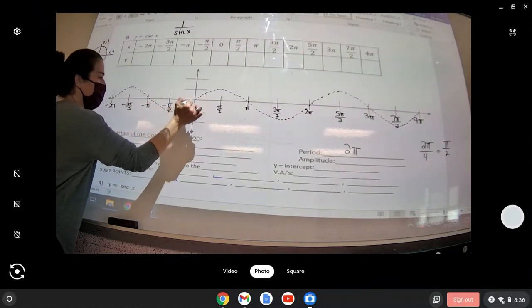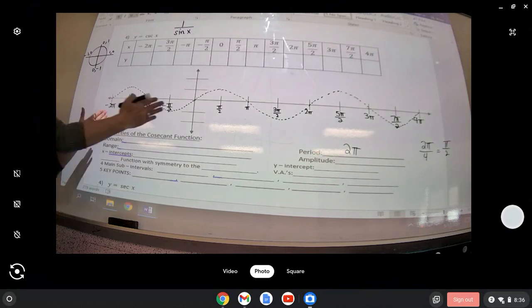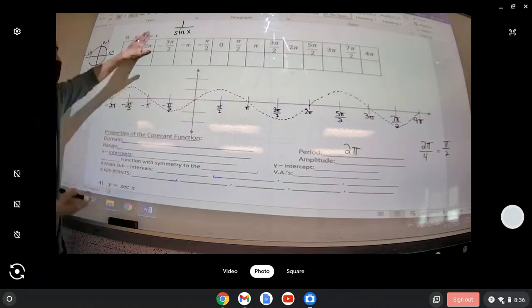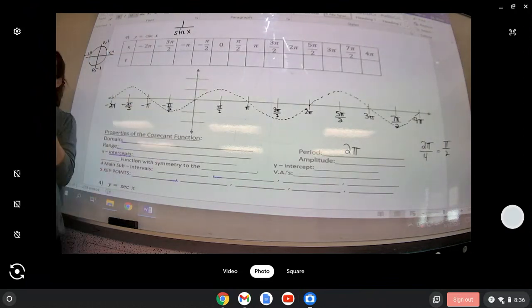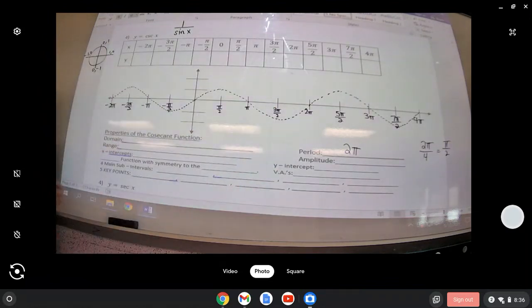This is a dotted line, because I'm only doing it dotted because we're not actually graphing sine, right? We're graphing cosecant. But if you can picture the sine wave, it's literally the easiest way to come up with the cosecant's graph.